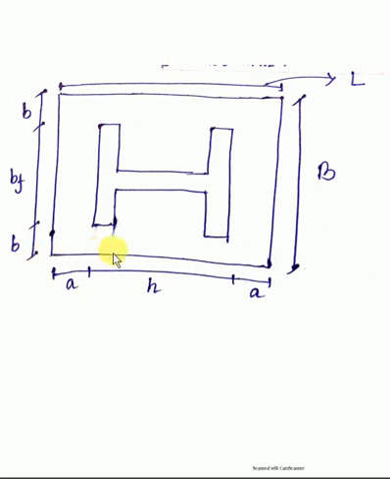The total length is L. So this L is A plus H plus A, that is H plus twice A. And the breadth is B plus BF plus B, that is BF plus twice B. That means we have taken the column at the center of the base plate and these are the ends.